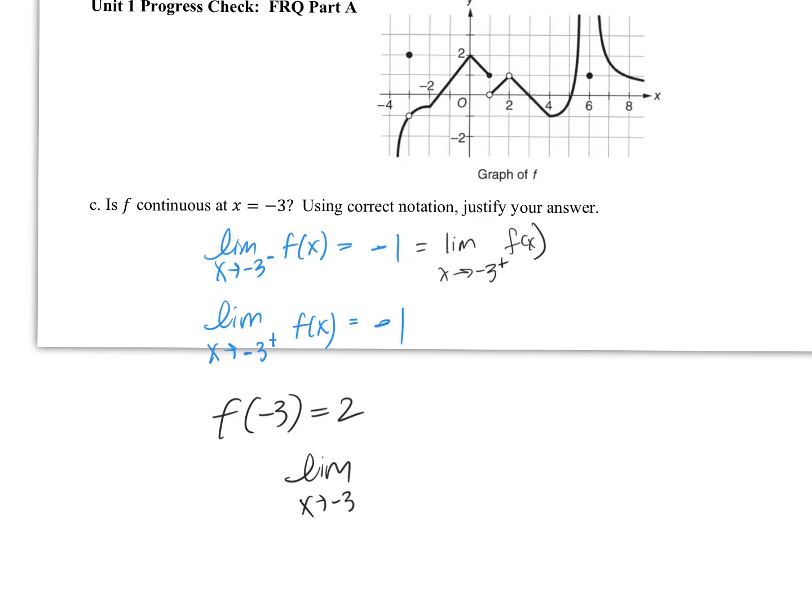The limit as x approaches -3 of my function does or does not equal f of -3. It does not equal f of -3. Because of these beautiful statements, I can say the limit as x approaches -3 does exist, and it's -1, which also equals the limit.